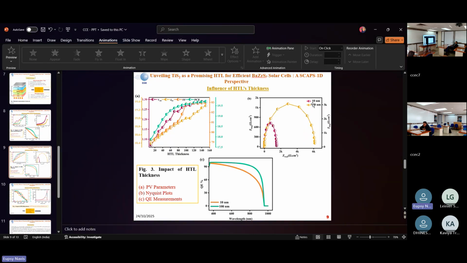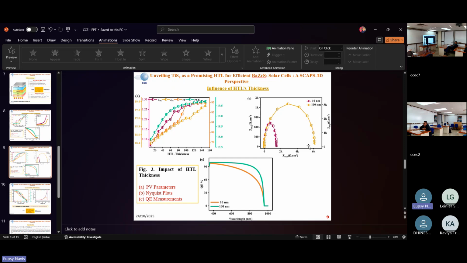Next, we could see the influence of the HTL's thickness. With an increase in thickness, we could see an increase in all the PV parameters. But we have selected the thickness of 100 nanometers for the HTL because after 100 nanometers, the increase with thickness is very minimal, negligible. So considering the synthesis time and experimental techniques, we have selected a practical thickness of 100 nanometers. And then we did a comparison for a lesser thickness and the optimized thickness of 100 nanometers.